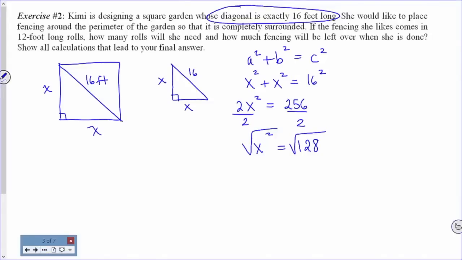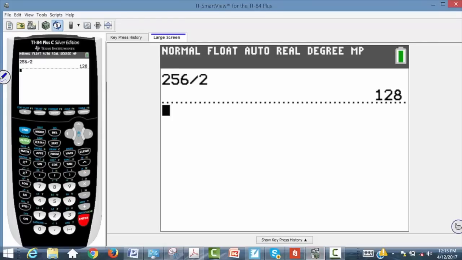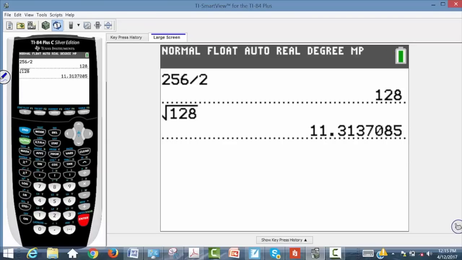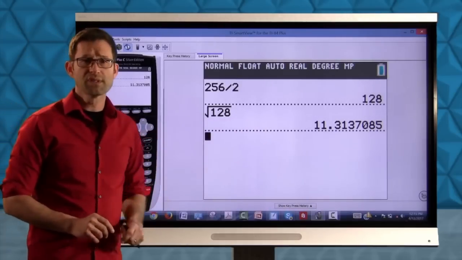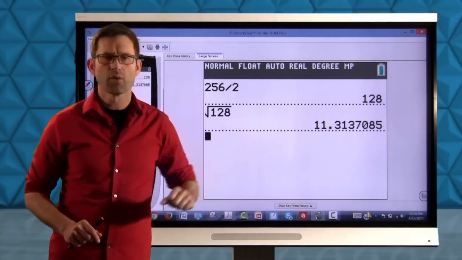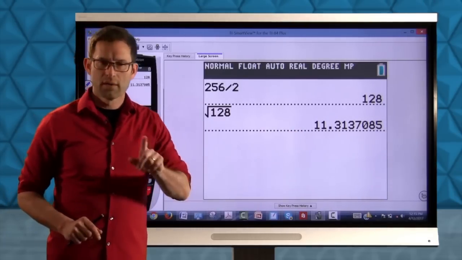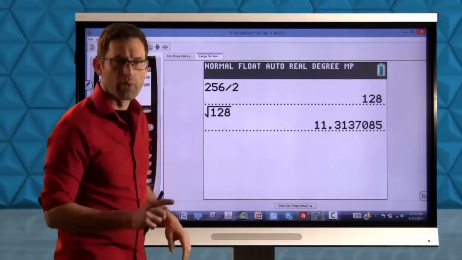That's no big deal. I just got to get out of this mode and go over to our nice TI graphing calculator. What was I doing? Well, I had my 256 and I had divided it by 2, right, to get my 128. And now I have to take the square root of that. I could have just done square root of answer or whatever. So the actual side length of my square is a little bit messy. It's 11.313, etc. feet, right? Remember, that's the side length of a square. I'll go with 11.31 for right now.